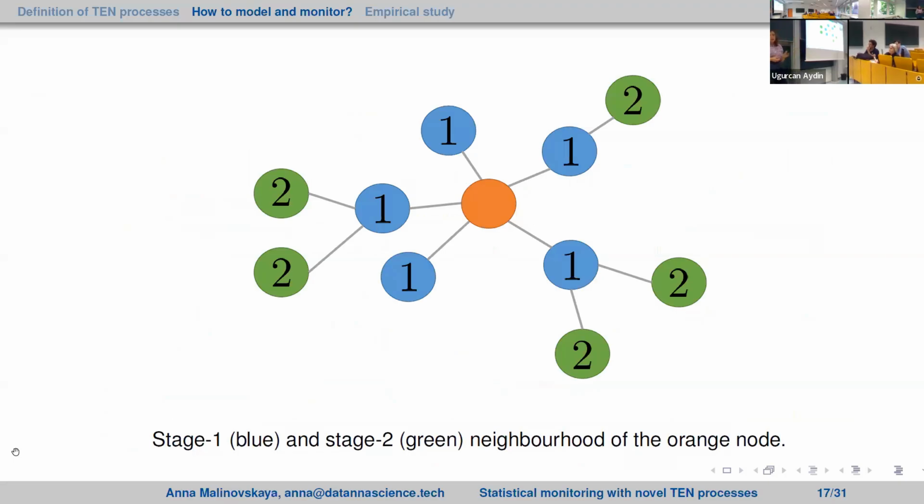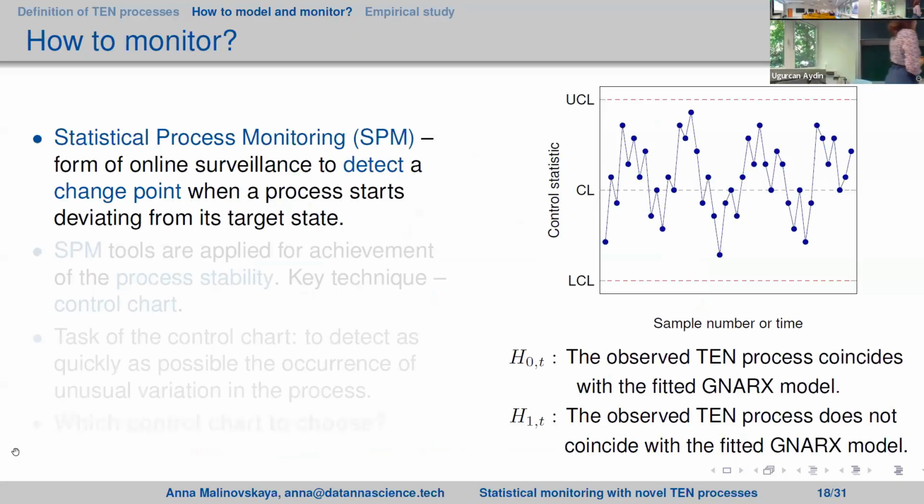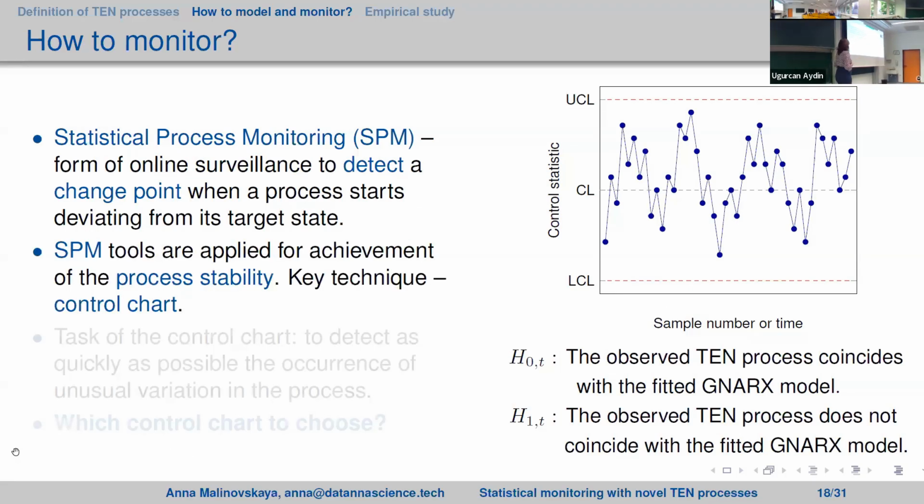And now, after we select the suitable model, we come to the part, I hope, of how we monitor that. If you think about the hypothesis tests we want to perform, we can formulate it as follows. The null hypothesis is that the observed temporal edge network process coincides with the GNARX model that we have fitted on this process, versus the alternative hypothesis that it starts deviating, or no longer coincides with that.